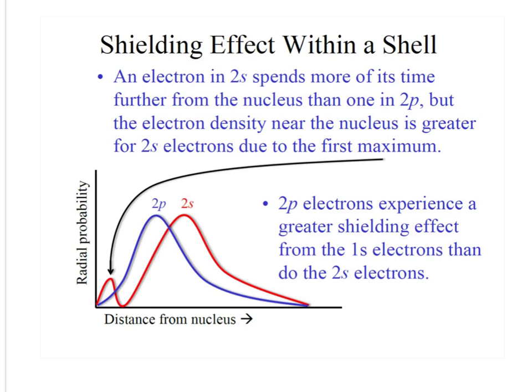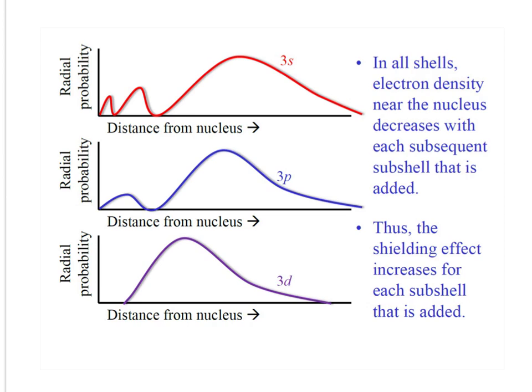So we have a shielding effect within a shell. Electrons from 2s spend most of their time further from the nucleus than those in 2p, but the electrons in 2s have a higher probability of spending more time in very close proximity to the nucleus than those in 2p. Because of this, the overall shielding effect, which is caused by the 1s electrons, is greater for the 2p electrons than it is for the 2s electrons.